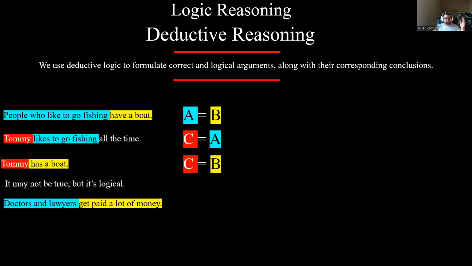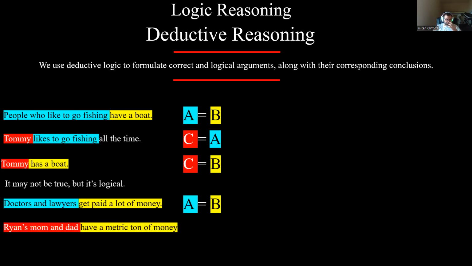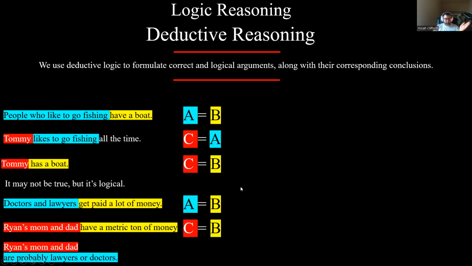All right. Another example, doctors and lawyers get paid a lot of money. Again, A equals B. Doctors and lawyers is A, getting paid money is B. Ryan's mom and dad have a metric ton of money. Ryan's mom and dad are rich. C equals B. So what can we say? It's pretty simple, right? It is possible that Ryan's mom and dad are probably lawyers or doctors, right? That's basic logic reasoning right there. You're just gathering the facts and forming a conclusion.